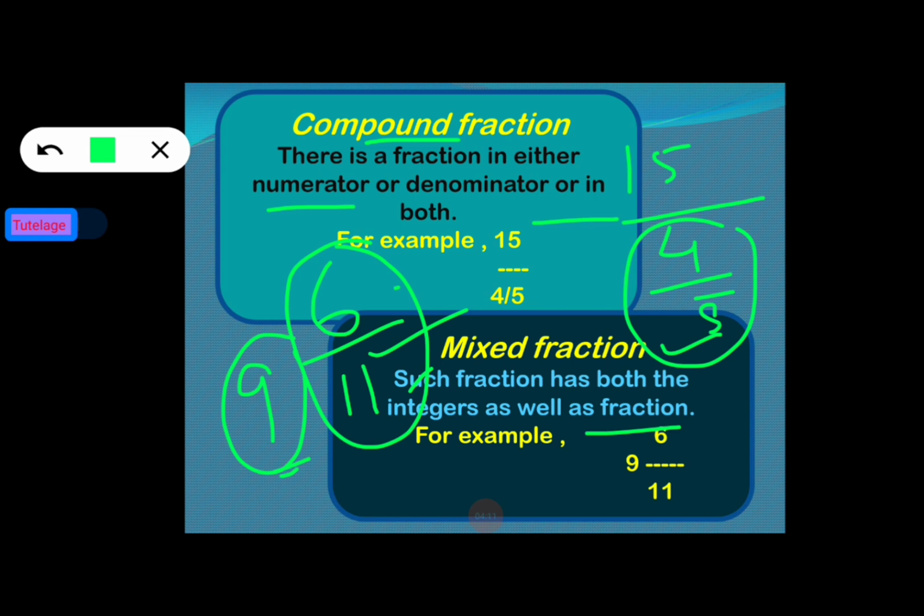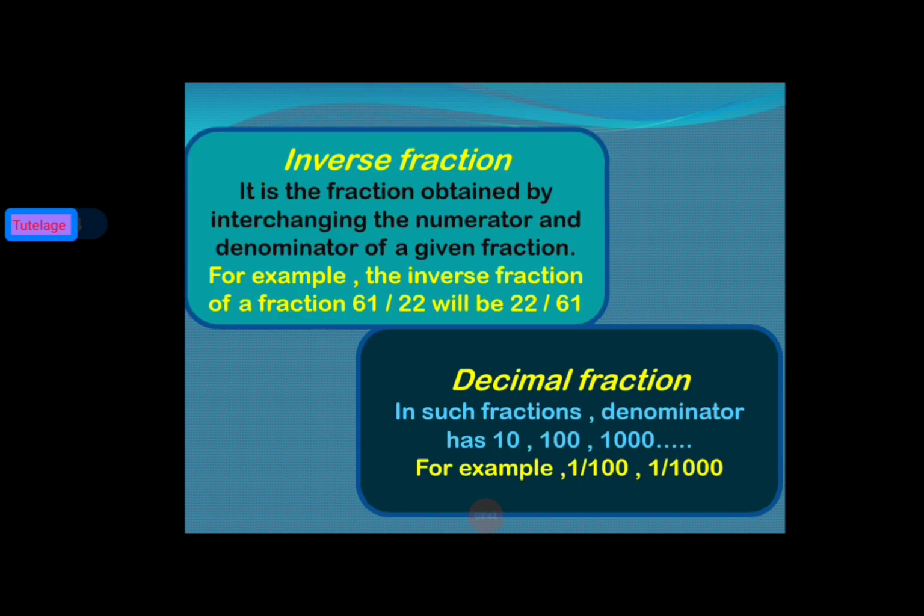So a mixed fraction is basically a mixture of integers, like 9 or any whole number, as well as a fraction. Here we can say 9 is the integer and 6 by 11 is itself a proper fraction. That's why this type of fraction is called a mixed fraction. Now move on to the next slide.